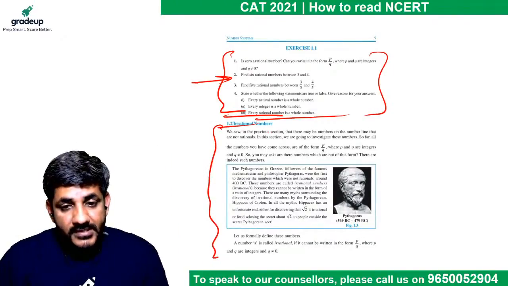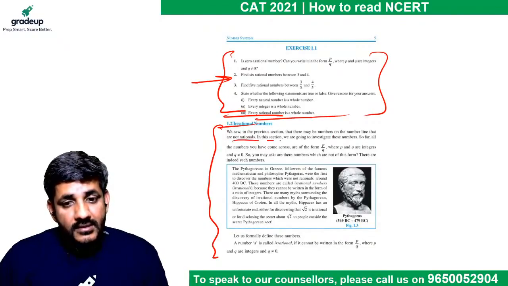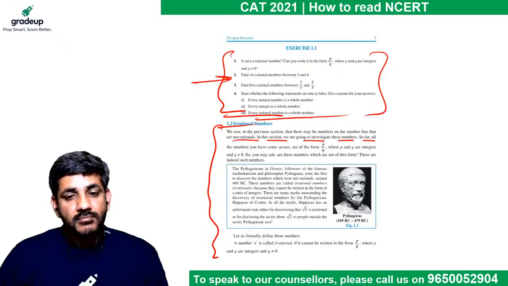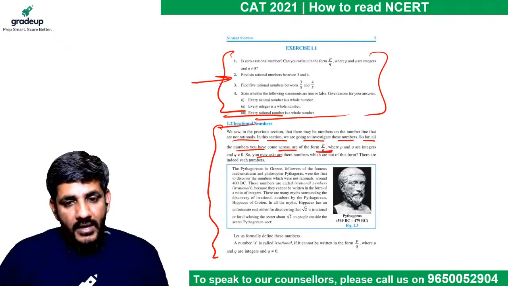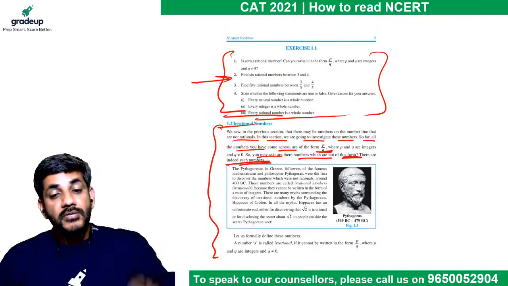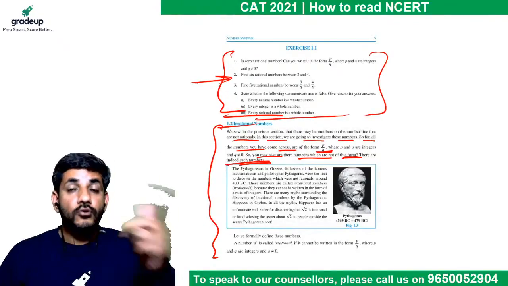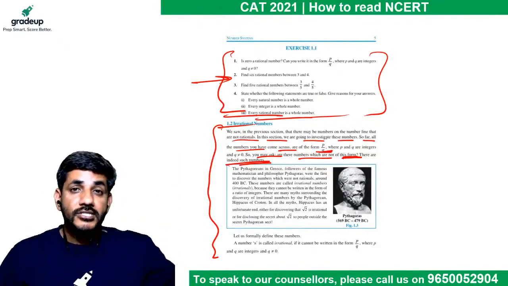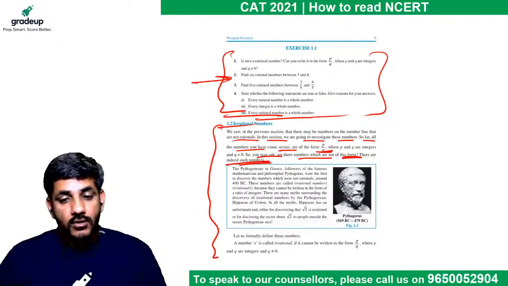We saw in the previous section that there may be numbers on the number line that are not rationals. In this section, we are going to investigate these numbers. So far, all the numbers you have come across are of this form. So you may ask about numbers which are not of this form. So basically, he's saying the numbers which are not of the P by Q form were rational. Those which are not of this form are called irrational.